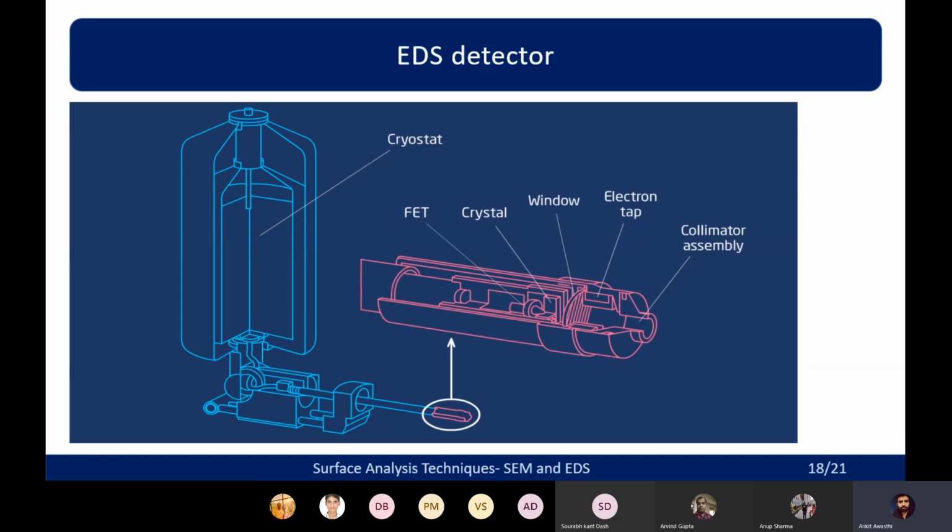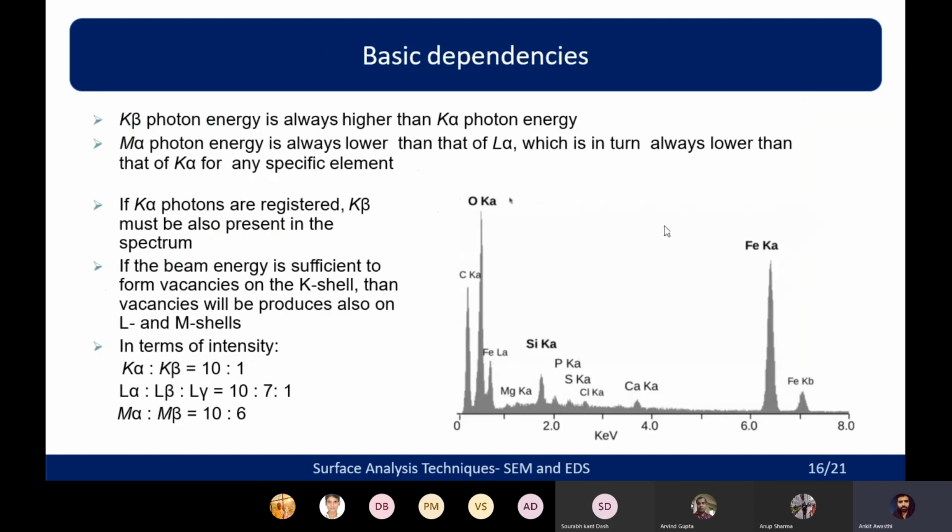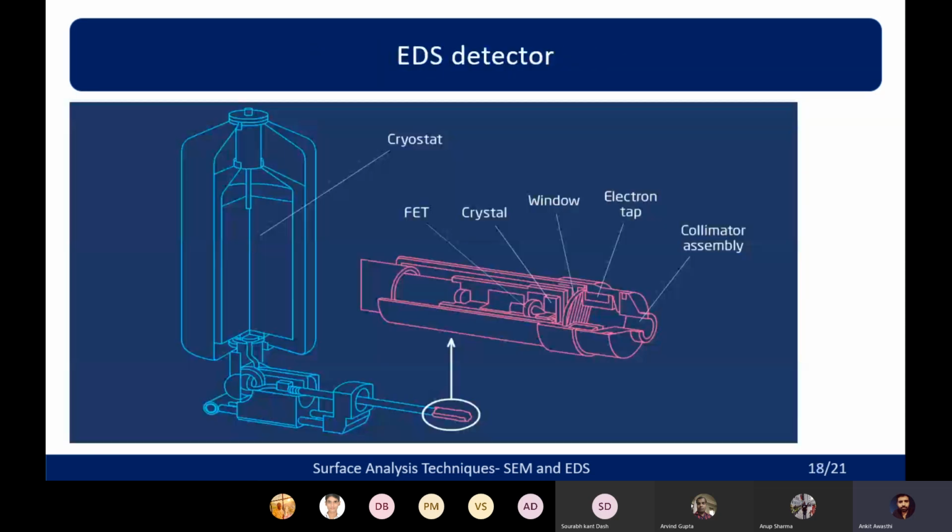We have a processor which counts these signals which are coming, and further some algorithms are developed to get an idea about the composition of the materials present in the sample. Using that we draw the spectrum from the areas. So here you can see the kind of spectra we get after performing the EDS analysis.